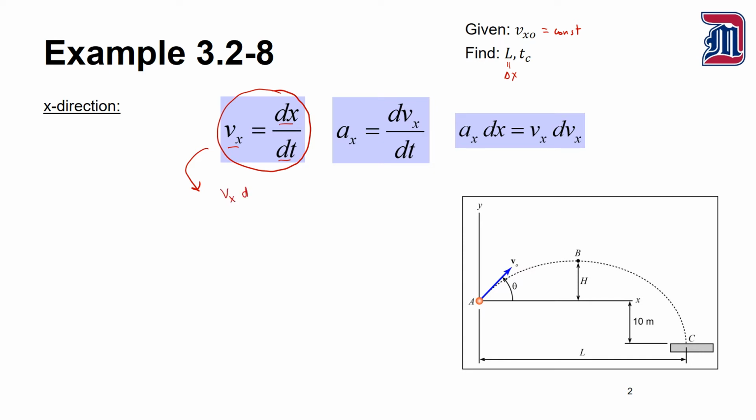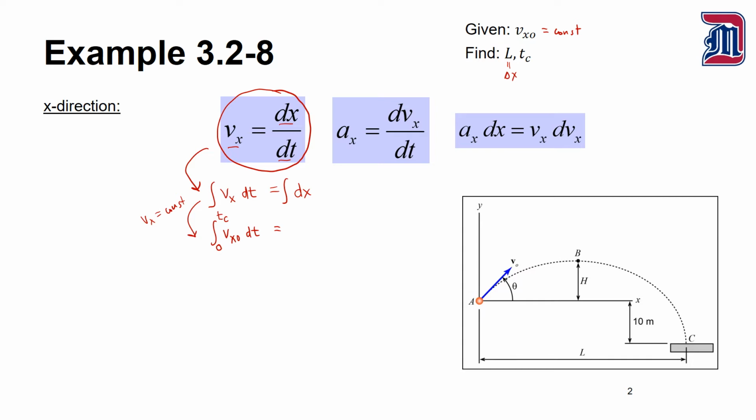So we have Vx on the left, and multiplying dt, we're left with dx on the right. We can integrate both sides. We can take advantage of the fact that Vx is constant, so it's the same as the initial. We can say that the initial time is time equals 0, and then the time when it reaches point C is t sub c.